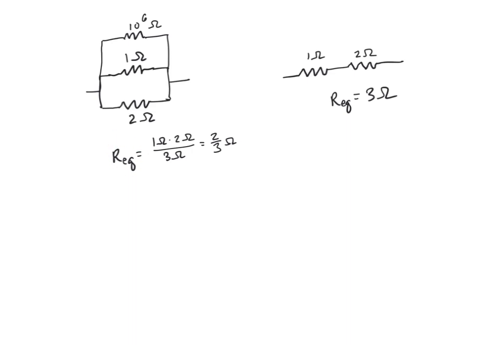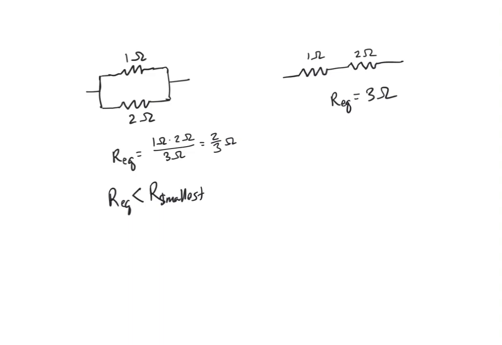And generally speaking, or not just generally speaking, always speaking, the equivalent resistance of resistors in parallel will always be less than the smallest resistor that's connected in parallel. In this case, for example, if I get rid of my 1 million ohm resistor, I broke my circuit. The resistance is, as we saw before, 2/3. 2/3 is less than 2. It's also less than 1.